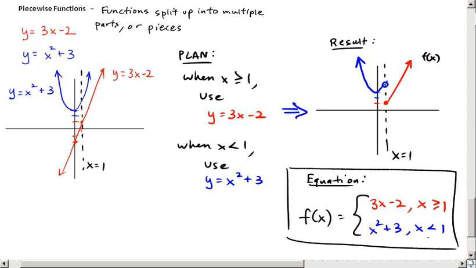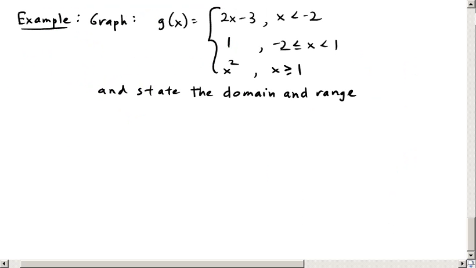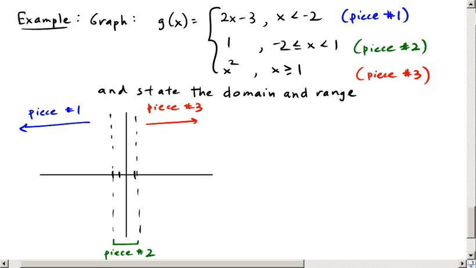Alright, so let's try a quick example just to make sure we get the idea. We're going to graph this function that's piecewise defined, and we're going to state the domain and range. Just to set this up for you, everything to the left of the line x equals negative 2 is going to be piece number 1. In between x equals negative 2 and 1 is going to be the second piece, and then finally everything to the right of 1 is going to be the third piece. We'll get into the greater than or equal to's and all of those kinds of things in just a minute.